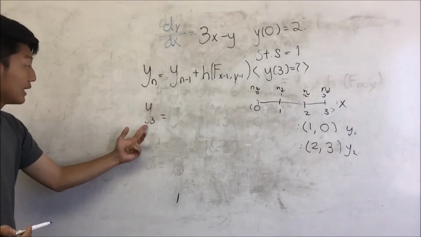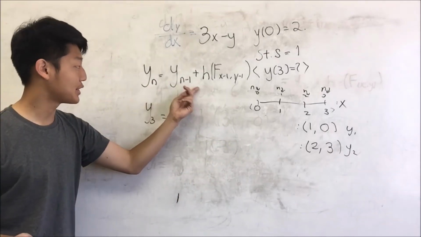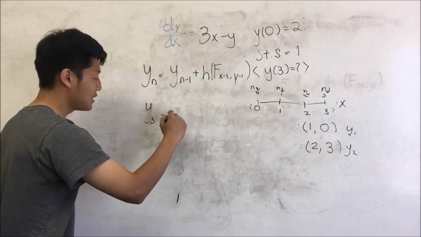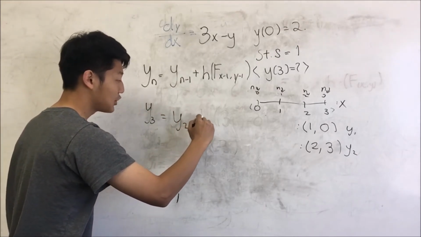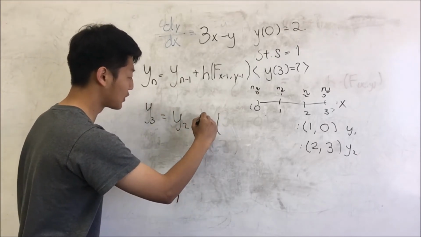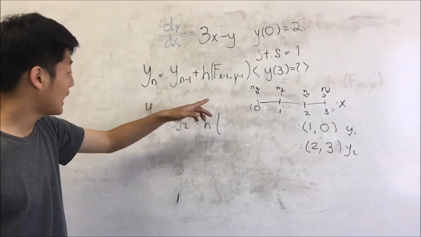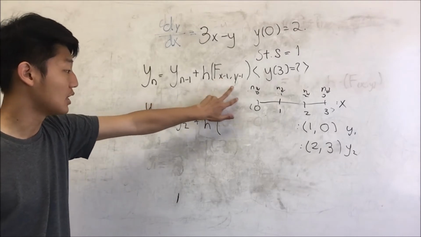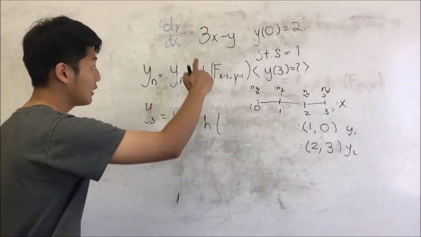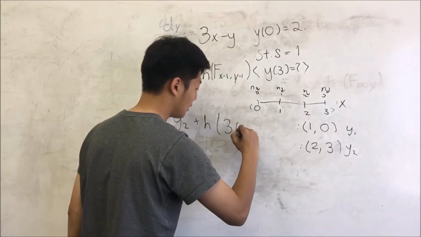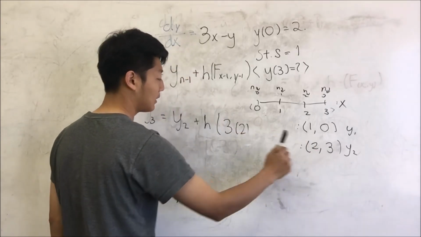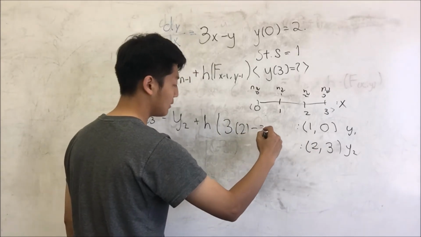So y3. So n is 3 now, so 3 minus 2, then n minus 1. It will be y2 plus h, the step size, and the function. I always do the function first. Function. So n is 3, so we need the value of 2's, which is this. So I'll plug it in, 3 times 2, because x and y value, minus 3.